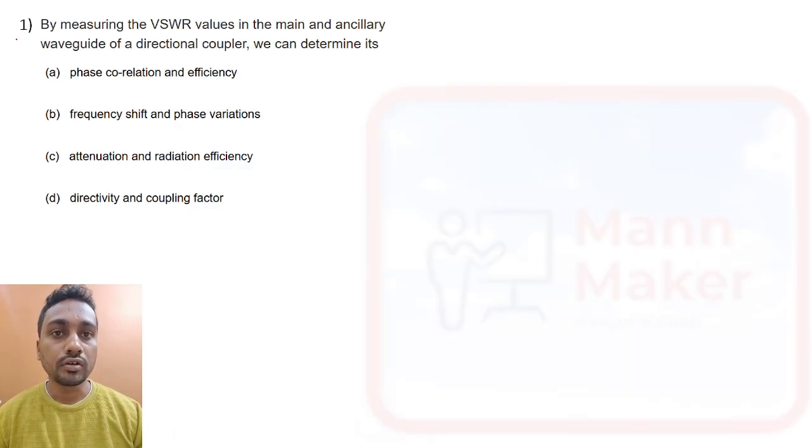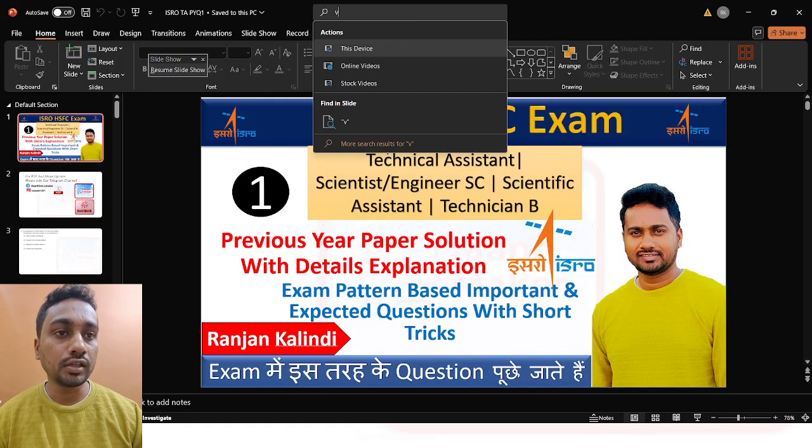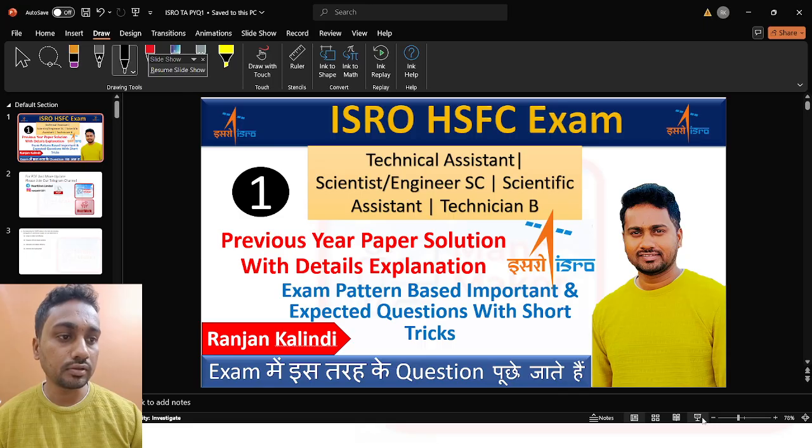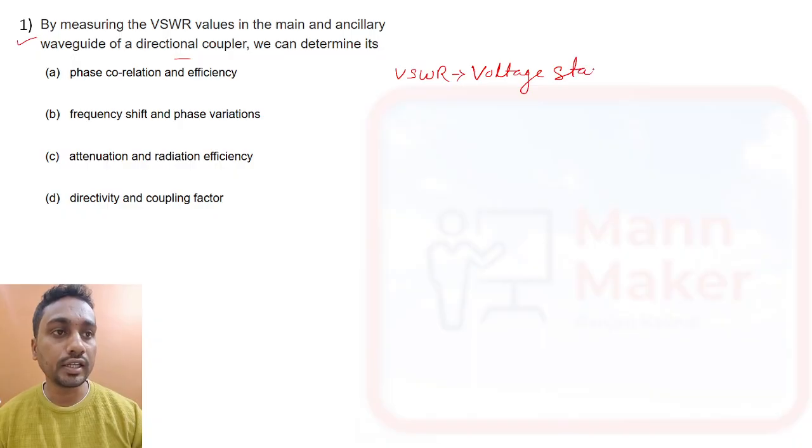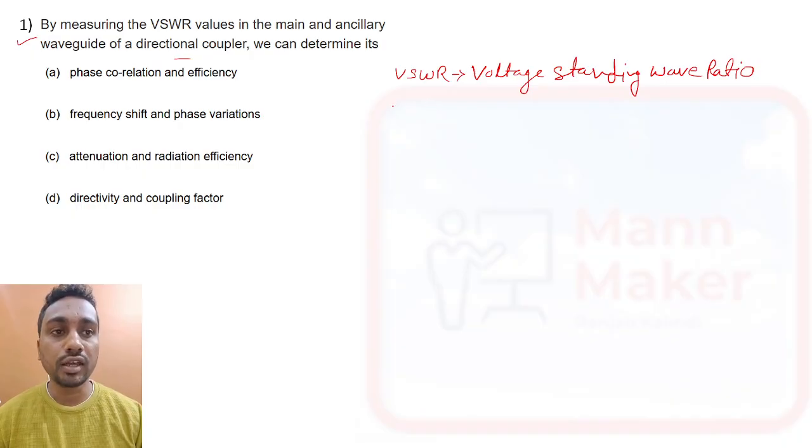So we'll start. Question number one. By measuring the VSWR values in the main and ancillary waveguide of a directional coupler, we can determine its VSWR. If we talk about VSWR, VSWR is voltage standing wave ratio. Okay, VSWR is voltage standing wave ratio.